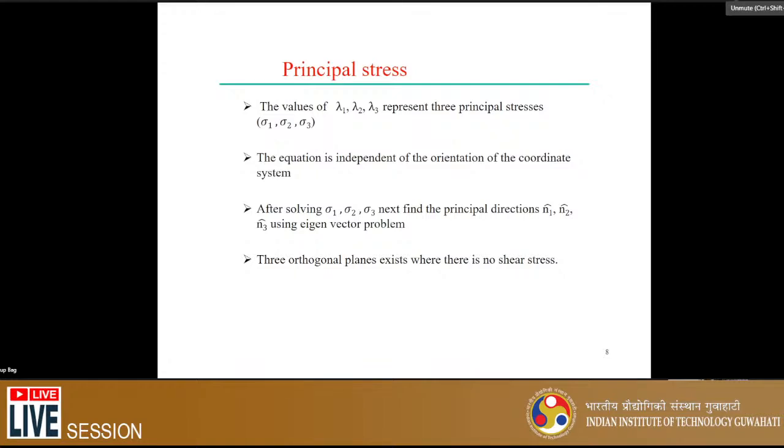So once you solve for the values of, say, lambda 1, lambda 2, lambda 3, or sigma 1, sigma 2, sigma 3, that represents the principal stress components, and accordingly the principal directions n1, n2 and n3. This is the eigenvector problem. Therefore three orthogonal planes coexist here where there is no shear stress, and those orthogonal planes represent the principal planes in the case of three-dimensional stress.